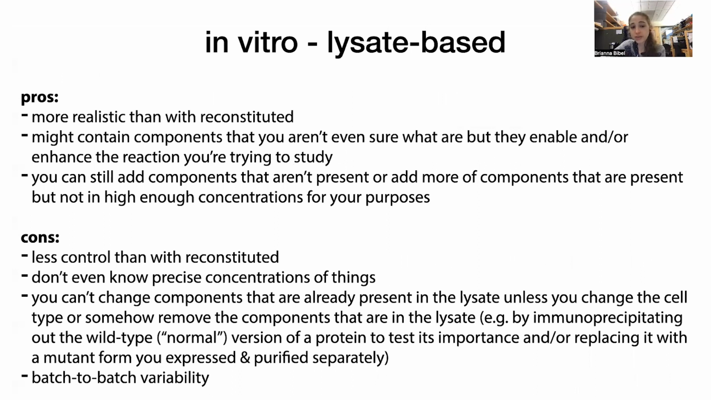A pro is that you can still add components that aren't present. You can still add drugs and that sort of thing. And you can add more of components that are present, but not in high enough concentrations for your purposes. Often inside of cells, things are compartmentalized, or scaffolded together somehow, so you're increasing local concentrations of things. And so if there's a process that's happening, it's going to be happening in this more concentrated area of the cell. Whereas in a lysate, everything's more diffuse and spread out and at lower concentrations.